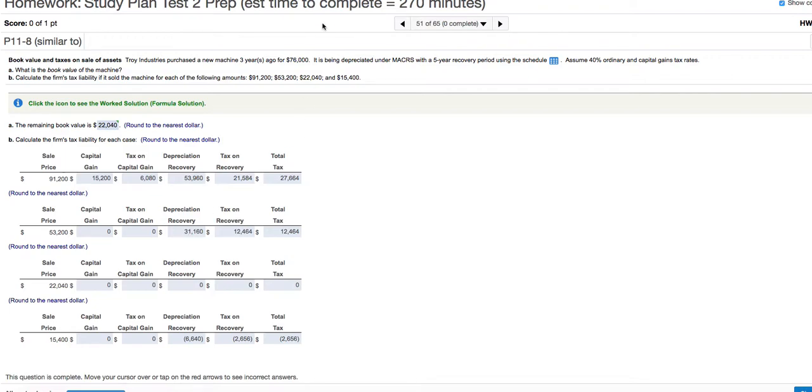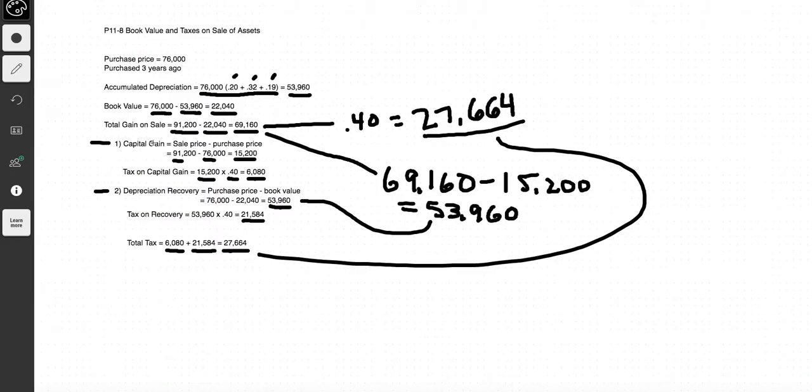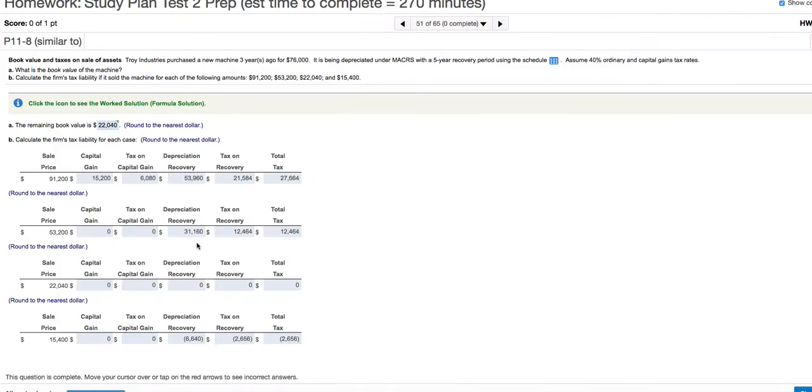So remember, total gain is broken down into two things: capital gain and depreciation recovery. In the second problem, there is no capital gain, so the depreciation recovery is the total gain. So 53,200 sale price minus the book value of 22,040 equals our total gain. And the total gain in this case is broken down into just depreciation recovery because there's no capital gain. Then again, to calculate the taxes, we take 40% of our total gain, which is all depreciation recovery. 40% of that is 12,464, which also happens to be our total tax.